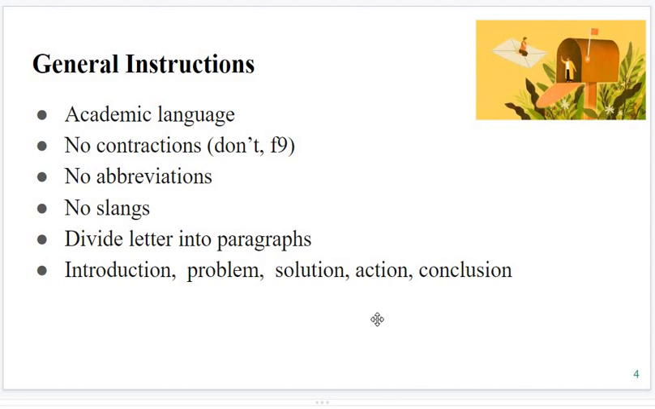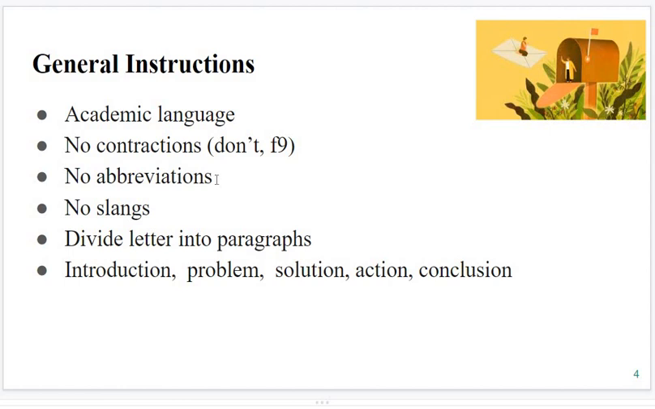Academic language means that there should be transitional words and correct spellings. There must be consistency, and the salutation should be very respectful. No contradictions, and no contractions should be used. It means words like don't and doesn't, or SMS language and romanized language, should not be used. Abbreviations should not be used.